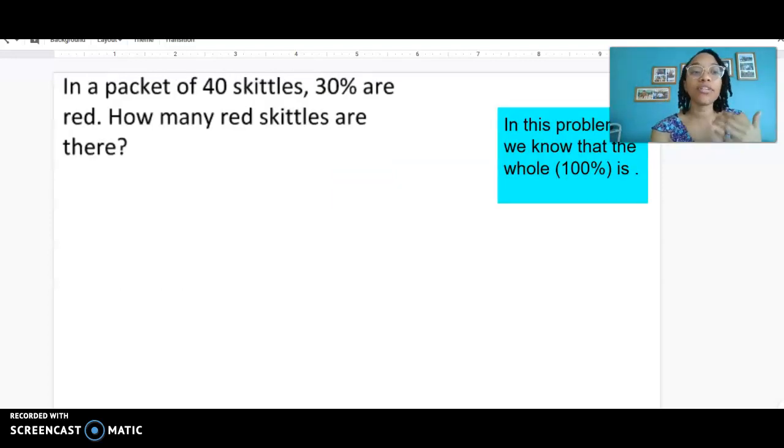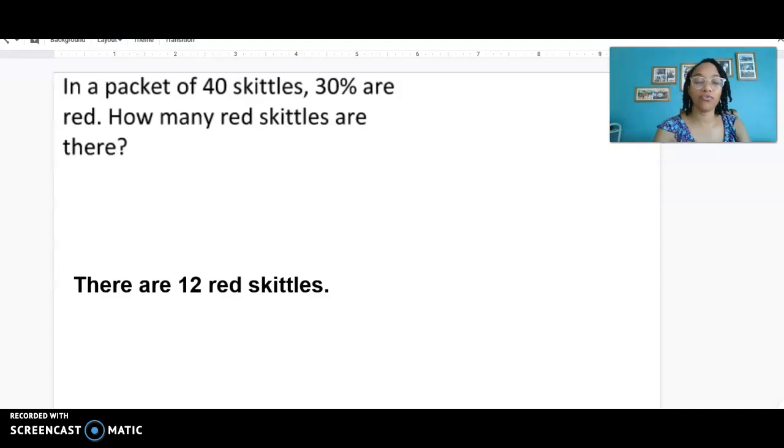In a packet of 40 Skittles, 30% are red. How many red Skittles are there? Now notice this is the same setup of the problem. We want to find 30% of 40. So we do 30 over 100 times 40, or 40 over 1. Either way you want to think about it. And so we can simplify. We divide 40 and 100 by 10. Then we divide 30 and 10 by 10. So we get 3 times 4, which gives us 12 red Skittles.